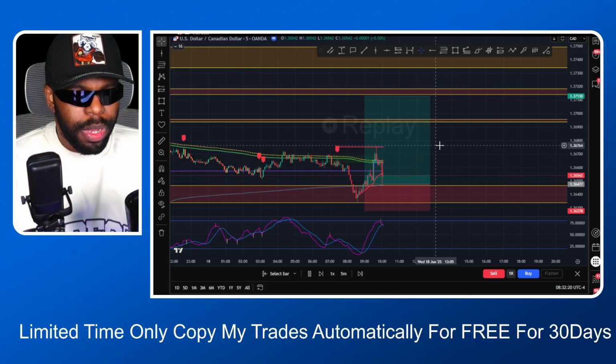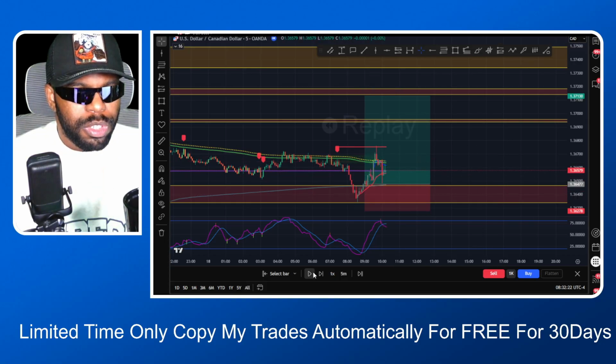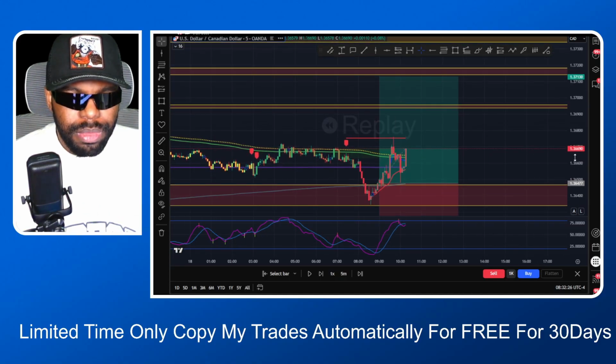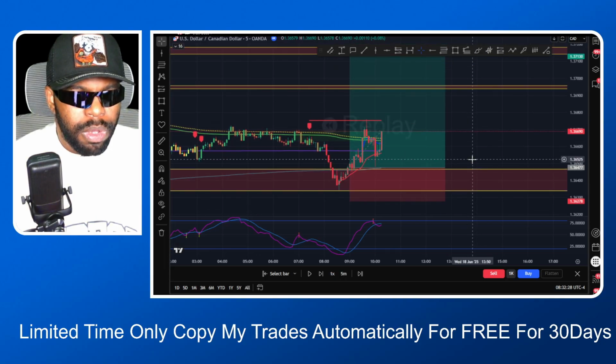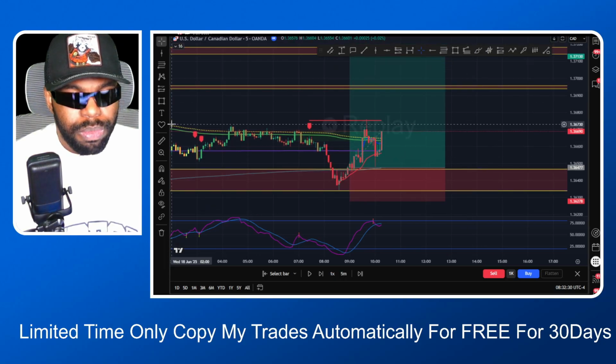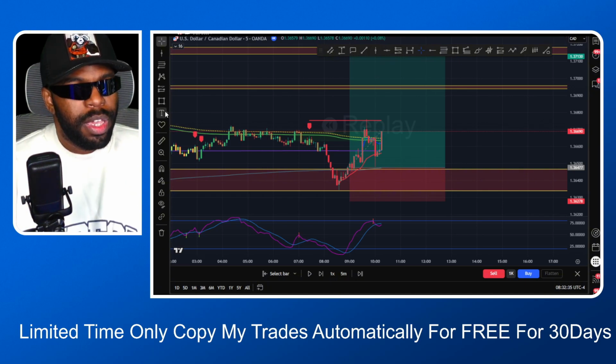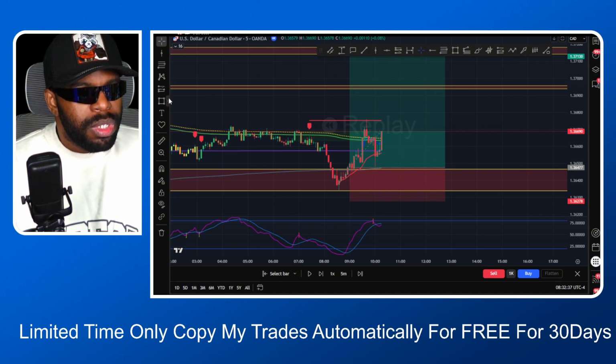So as you can see, price is rejecting that. And also, just to give you an extra tip here that can make you more confident when it comes to going into a trade, I like to use the anchor VWAP.